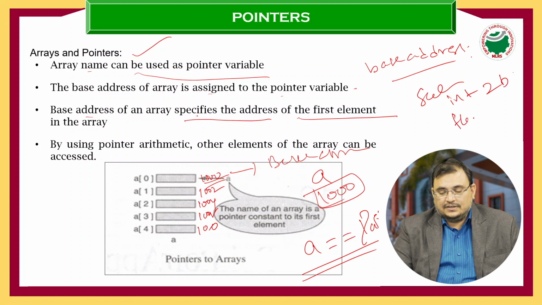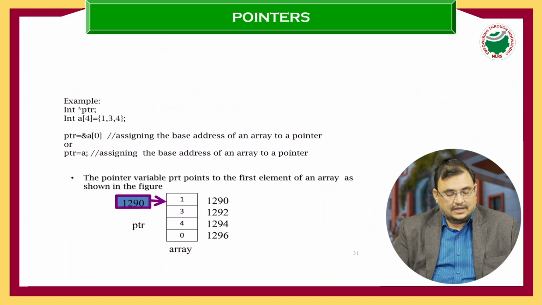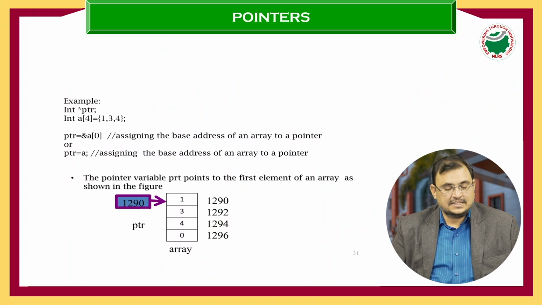Scale factor for float is 4 bytes. Scale factor for character is 1 byte. So if you increment the pointer, it increments with the scale factor. Hope you understand. So now you can consider an example.